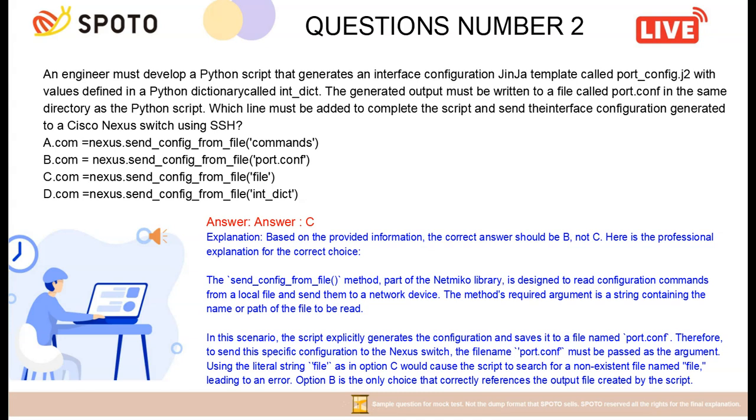to a network device. The method's required argument is a string containing the name or path of the file to be read. In this scenario, the script explicitly generates the configuration and saves it to a file named port.conf. Therefore, to send this specific configuration to the Nexus switch, the file name port.conf must be passed as the argument. Using the literal string file, as in option C, would cause the script to search for a non-existent file named file, leading to an error. Option B is the only choice that correctly references the output file created by the script.